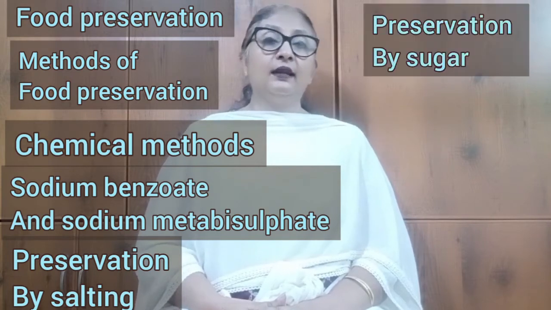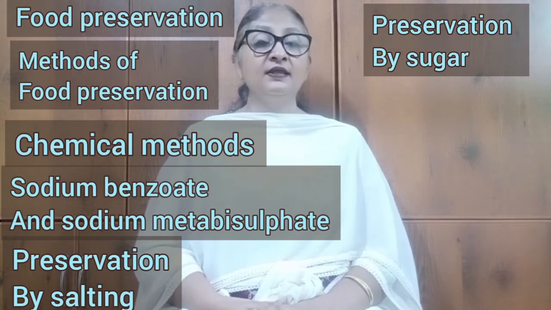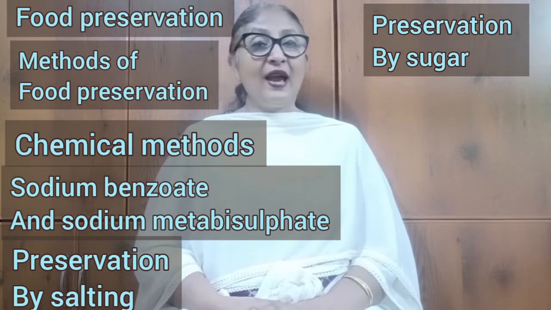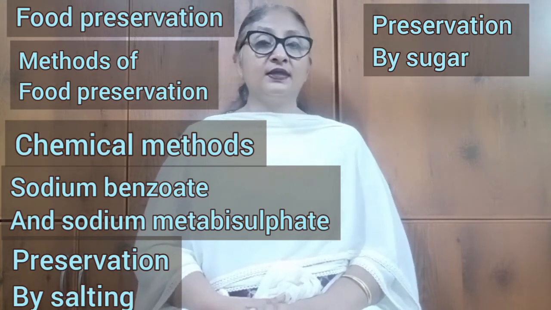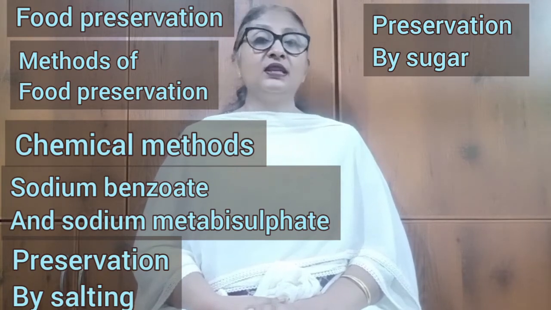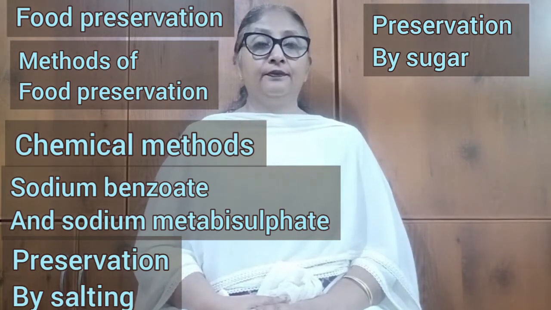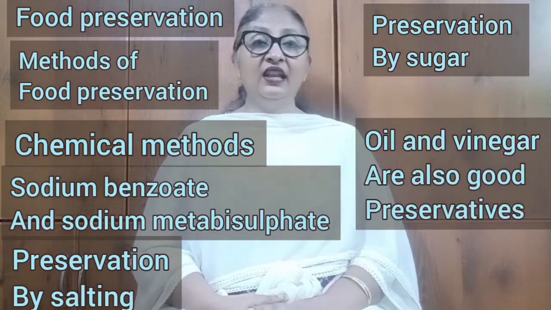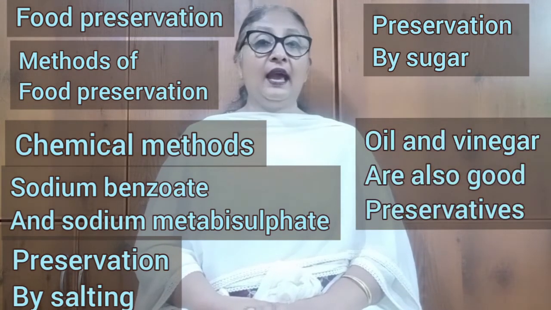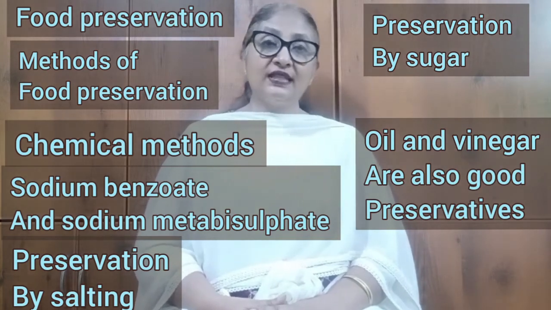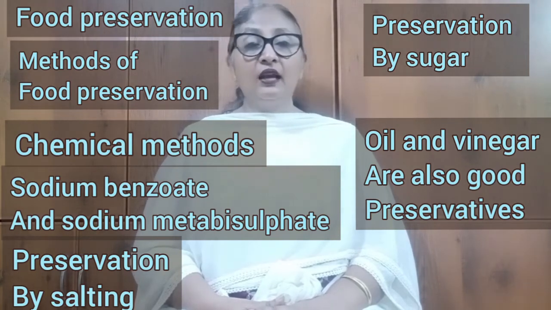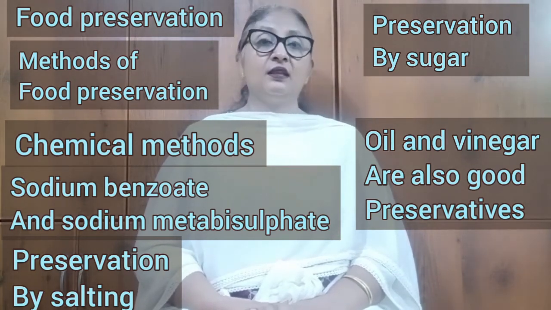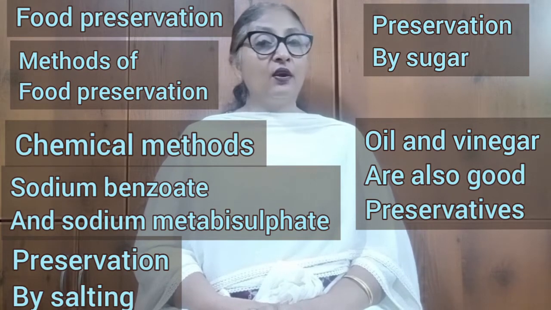Sugar is another good preservative. It is used for preserving jams, jellies, squashes, etc. Sugar also prevents the growth of microbes and it reduces the moisture content. Using oil and vinegar is again another very good method to preserve pickles and other food items. It prevents the growth of microorganisms.